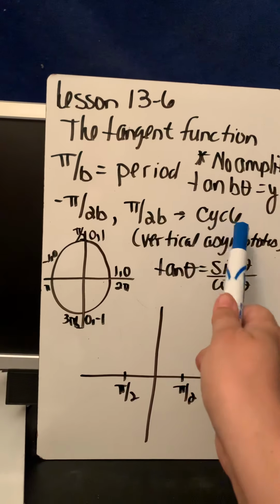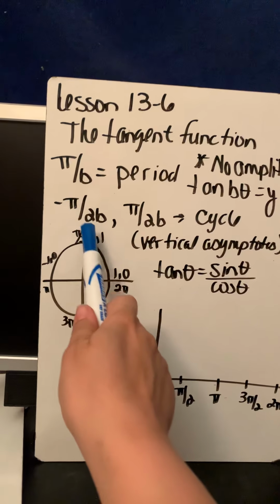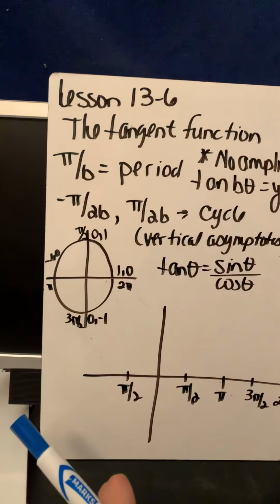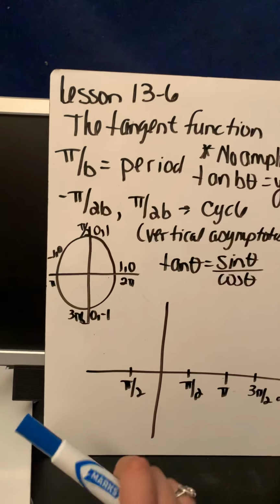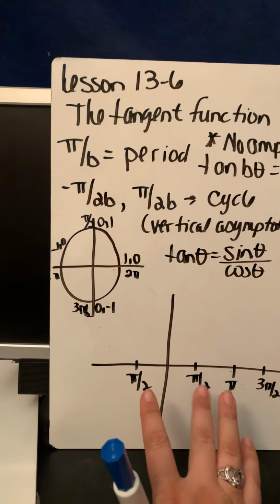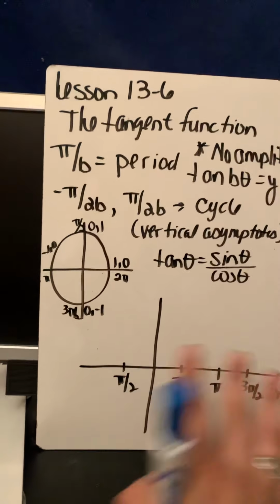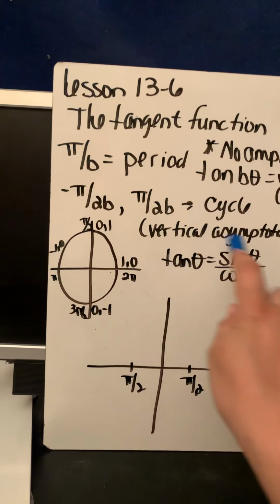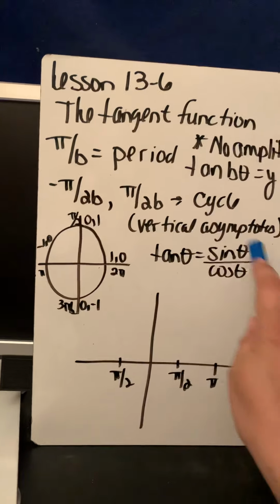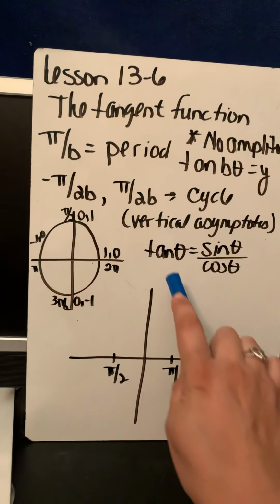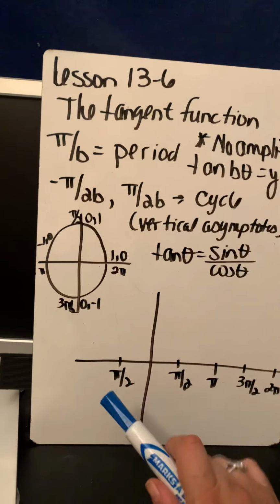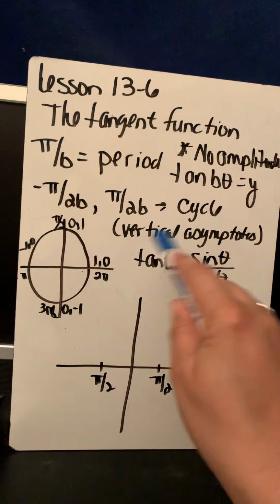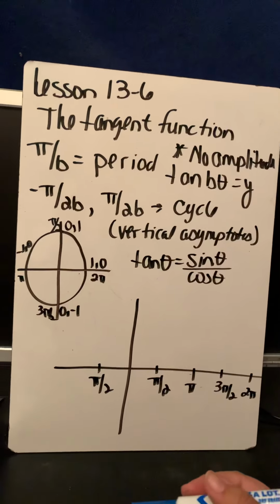Now you have a cycle that starts from negative pi over 2b to pi over 2b. These are also your vertical asymptotes. And I'm going to show you when we do this tangent function what the asymptotes do or what they could do. So one thing about the tangent function to keep in mind, an identity. And you're going to see this when we are doing trig proofs. Tangent of theta is sine over cosine. Okay, this is a trig identity. This is on ACTs.